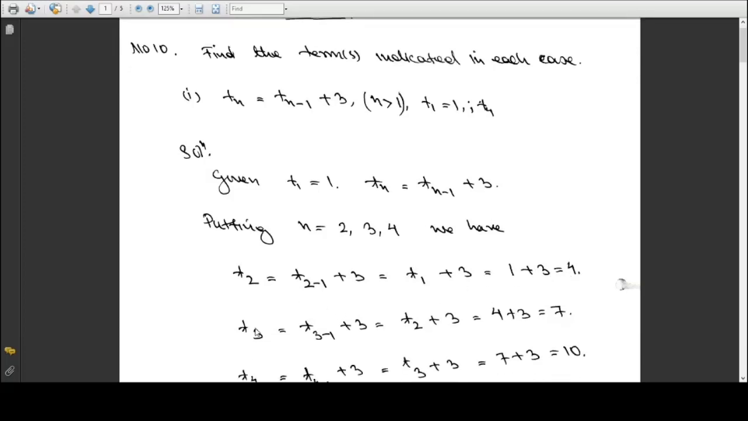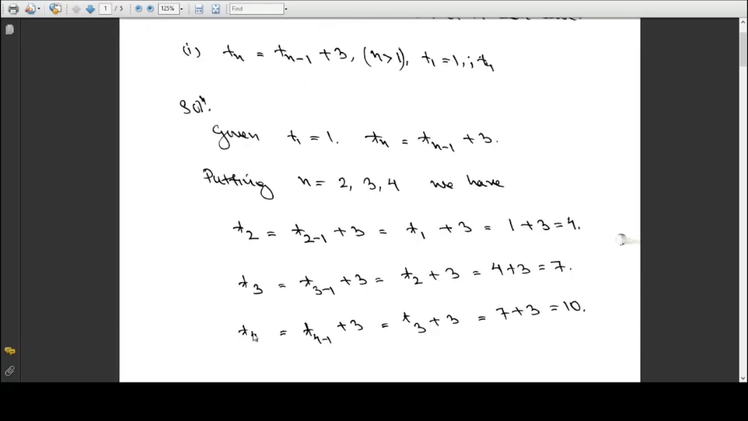Then T3, putting n equal to 3, will be T3 minus 1 plus 3. T3 minus 1 is term 2, plus 3. Term 2 we have just found out to be 4, 4 plus 3, which is 7. And the value of T4 will be T4 minus 1 plus 3. T4 minus 1 is term 3, plus 3. Term 3 is 7, 7 plus 3 is 10. Therefore the value of T4 is 10. Okay, this is clear.